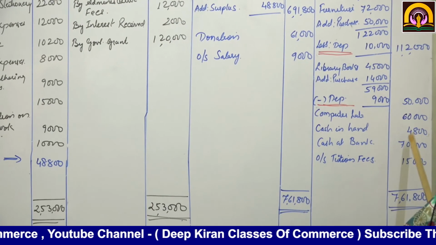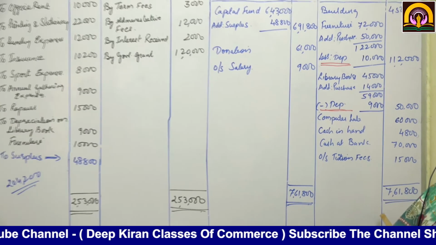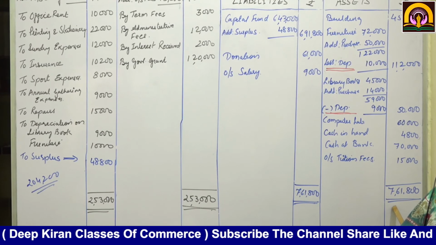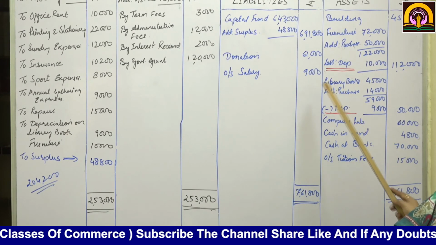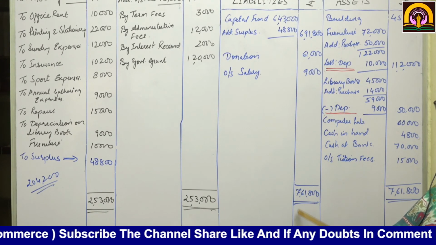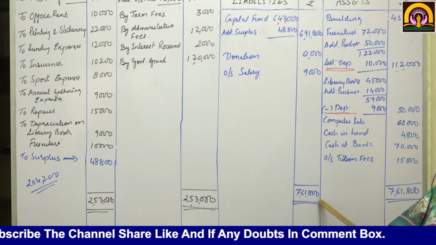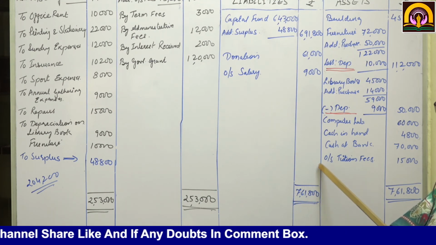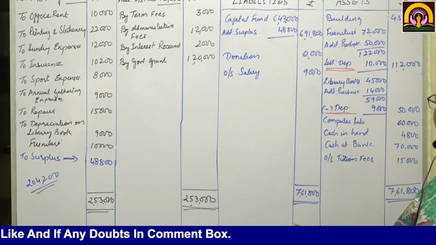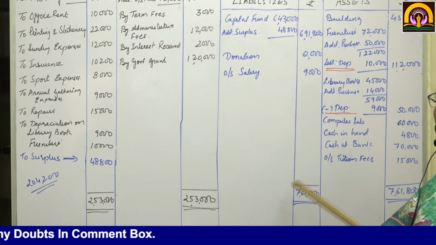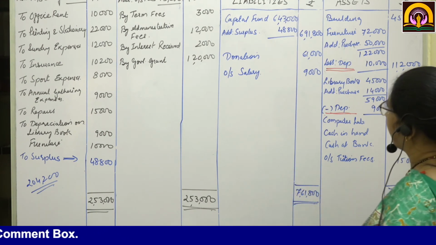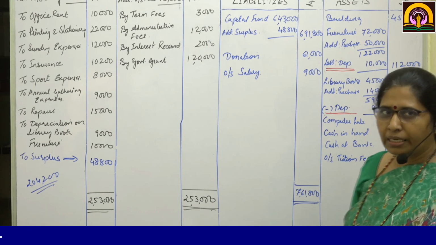If you total up the asset side, it will come to 7,61,800. Also the liability side, 7,61,800. Here we have completed the sum. Your totals should be equal, assets and liabilities. I hope you have understood the sum.